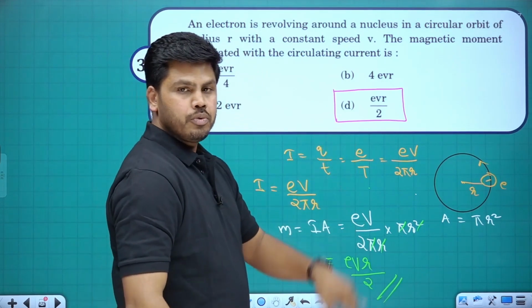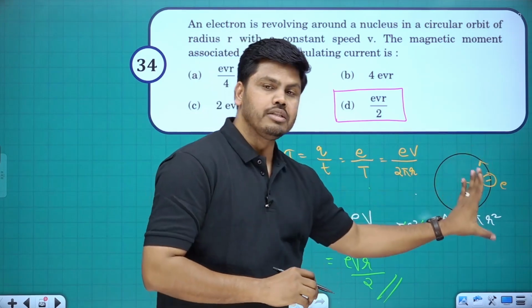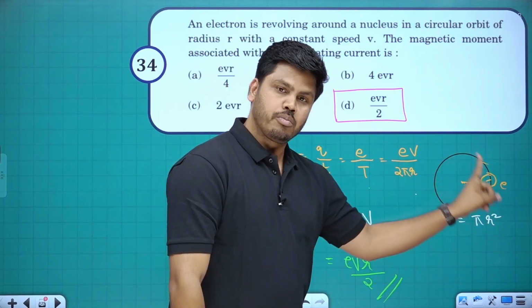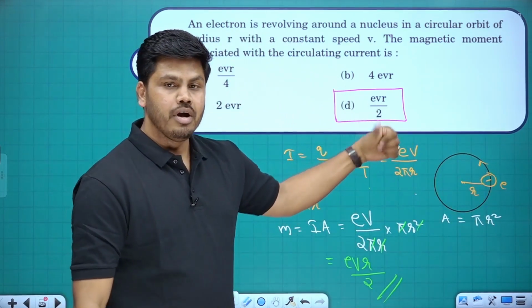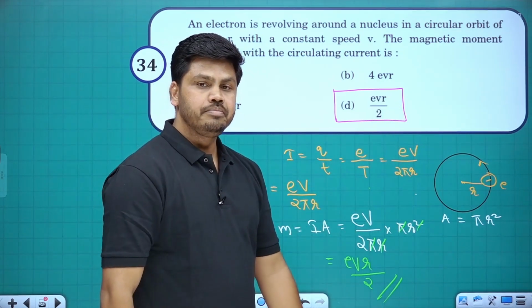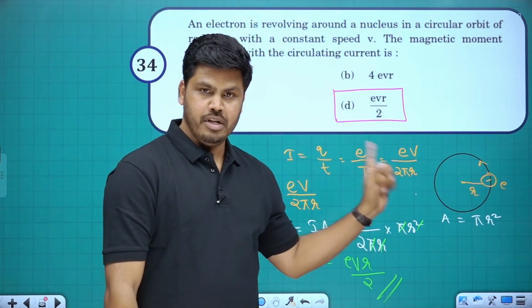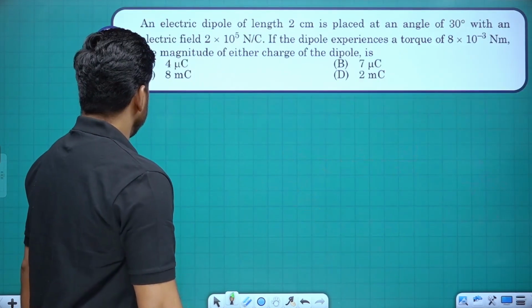That was the option I told you right in the beginning. So the magnetic moment associated with a revolving electron in an orbit is going to be evr by 2, where v is the speed of revolution and r is the radius of the orbit. Okay, so question number 34, option D is the correct answer.